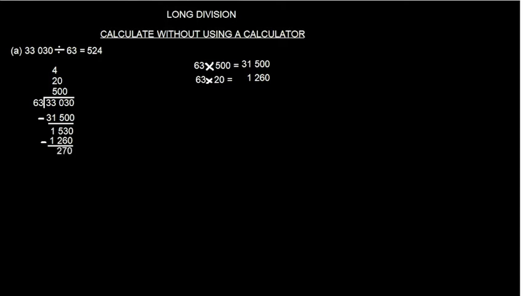Therefore, answer is 270. Then I'm going to multiply 63 times 4. Answer is equal to 252. Then I'm going to let it be negative 252. Then I'm going to subtract. Therefore, answer is equal to 18. So 18 is the remainder, or 18 remains. This one is the final answer.